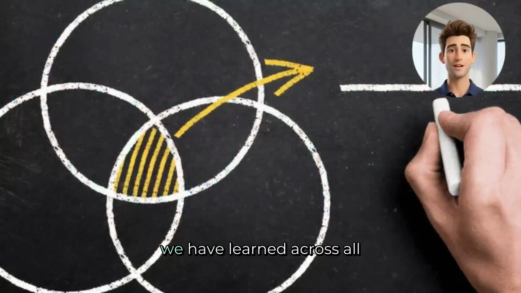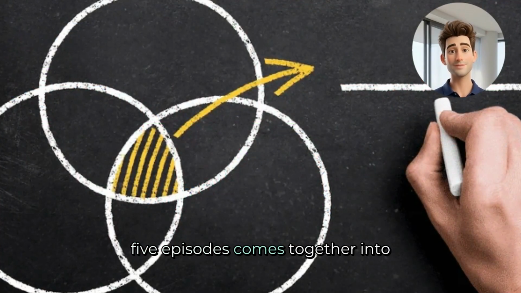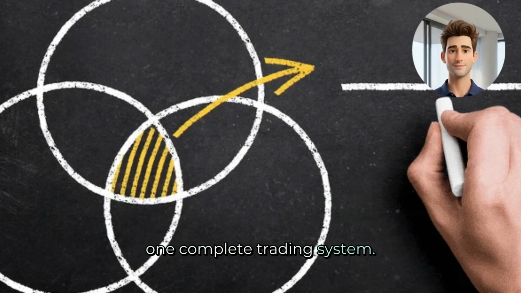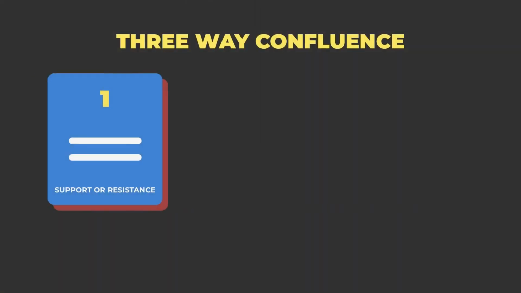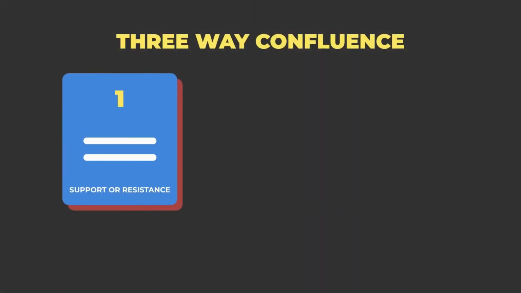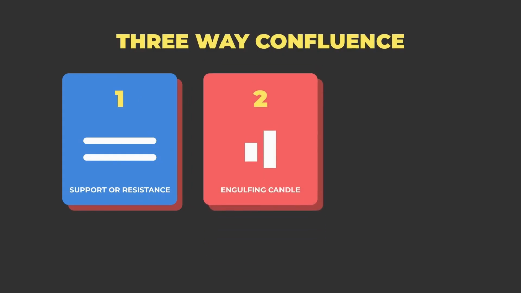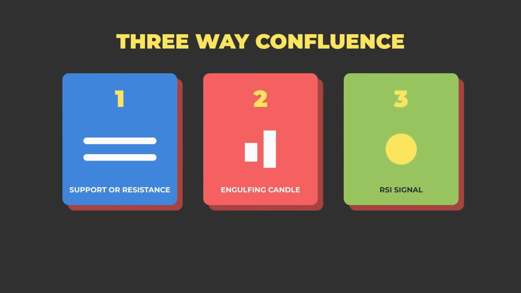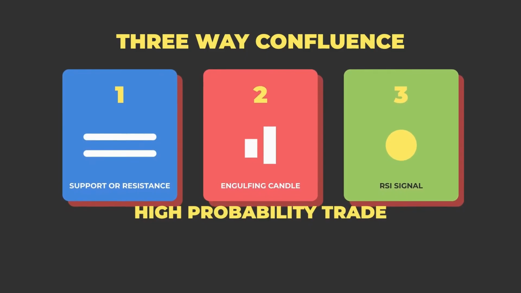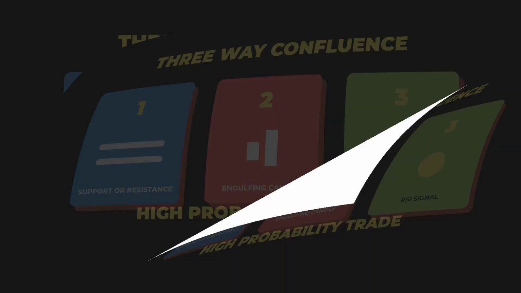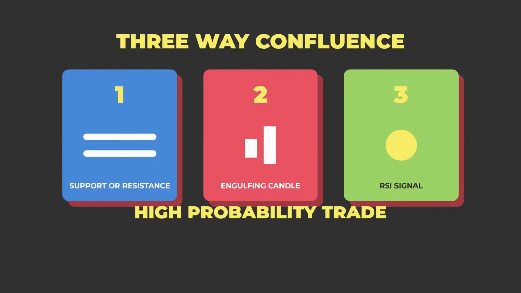Now here is where everything we have learned across all 5 episodes comes together into one complete trading system. I call it the Three Way Confluence Setup. Confirmation 1, support or resistance level. Price has returned to a key level that has been tested before. Confirmation 2, engulfing candle. A confirmed bullish or bearish engulfing candle has closed at that level. Confirmation 3, Relative Strength Index signal. The Relative Strength Index spot, green for bullish, red for bearish, is appearing at the same time and place.